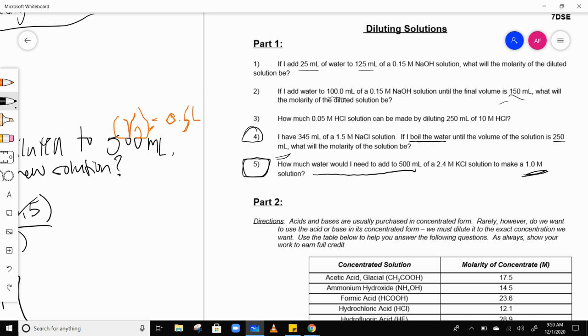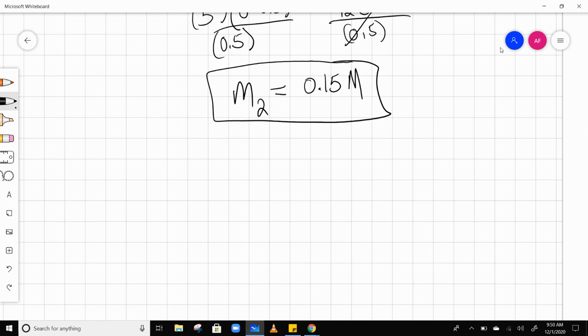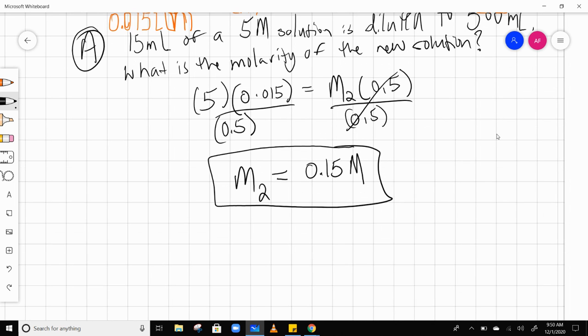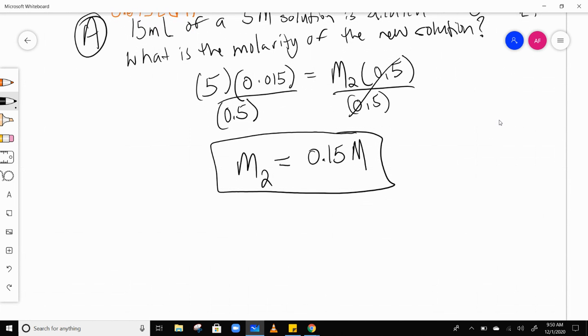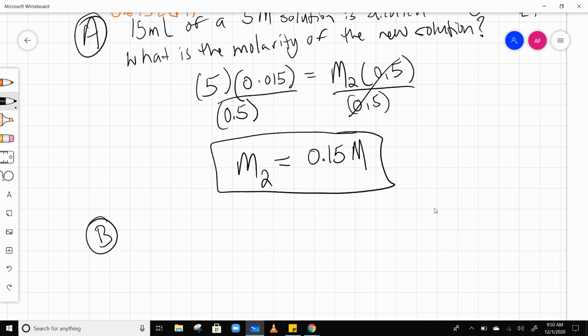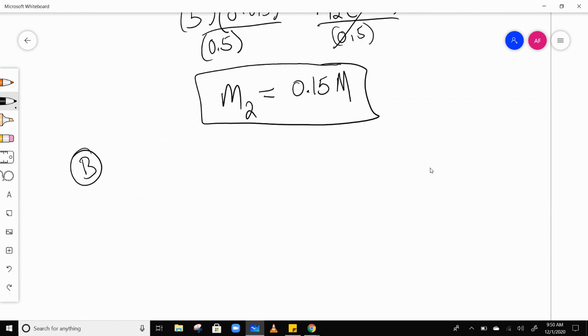Okay, so this is another type of problem. Let's look at that type of problem too. So let's say we have a 5 molar solution.